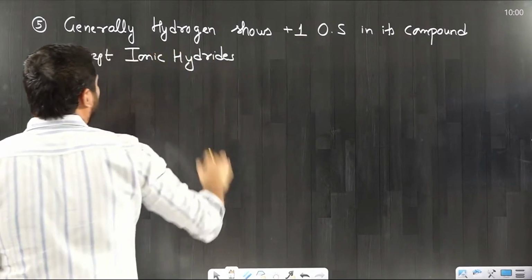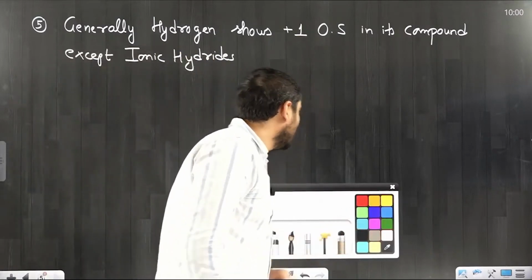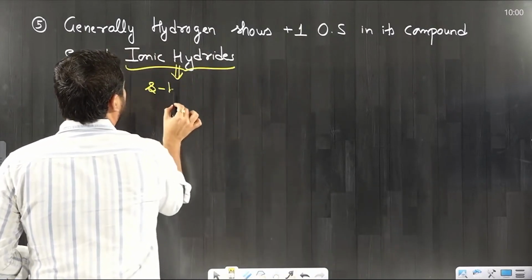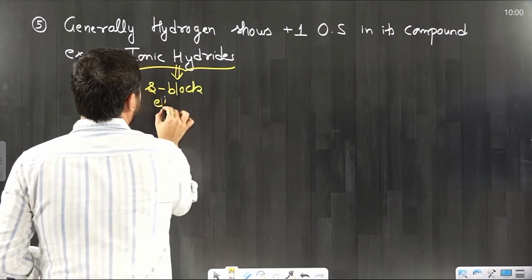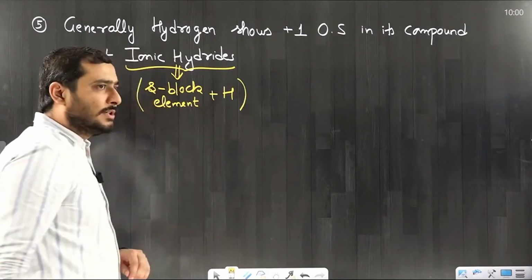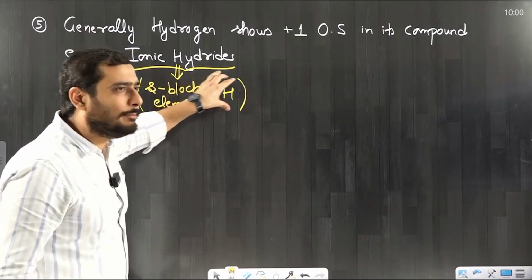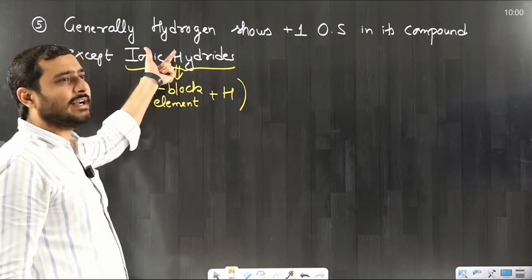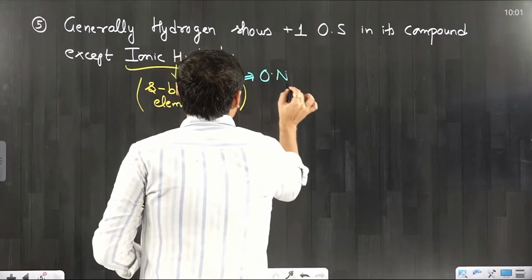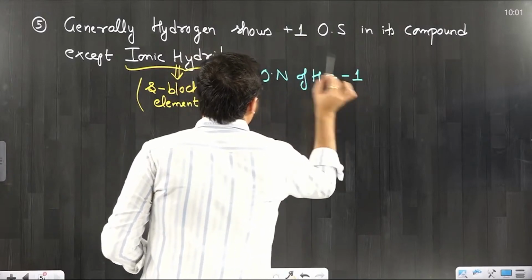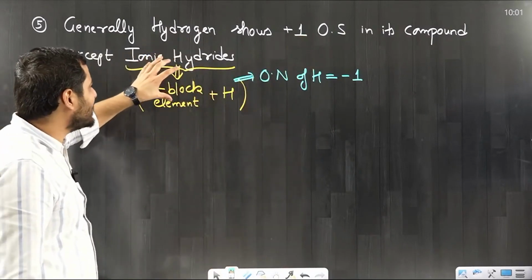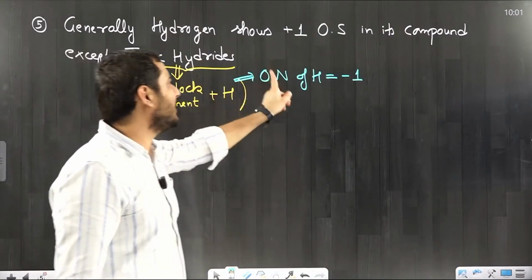Now what is the meaning of ionic hydride? Now this is important. The meaning of ionic hydride is, whenever hydrogen combines with any S block element. S block element means alkali metals and alkaline earth metals. So whenever any S block element combines with hydrogen, that is called which hydride? Ionic hydride. And in ionic hydride, what is the oxidation number of hydrogen in these compounds? It is -1. Generally it will show +1, but in case of ionic hydride, that is S block element plus hydrogen compound, what is the oxidation number of hydrogen?